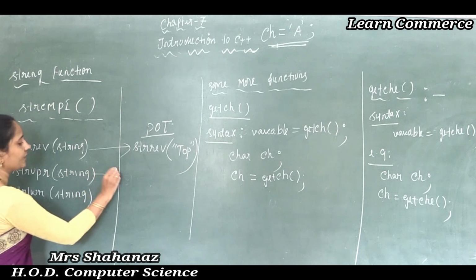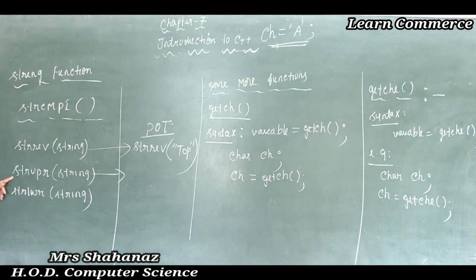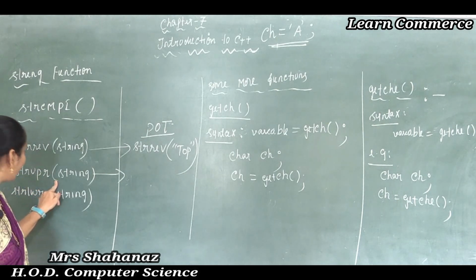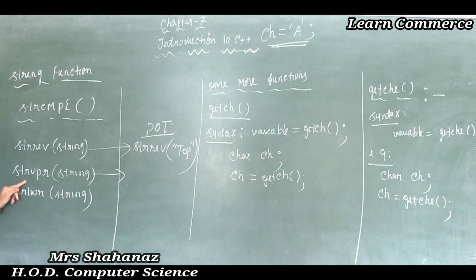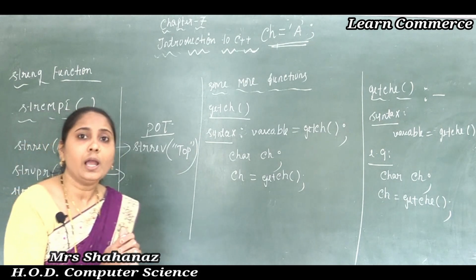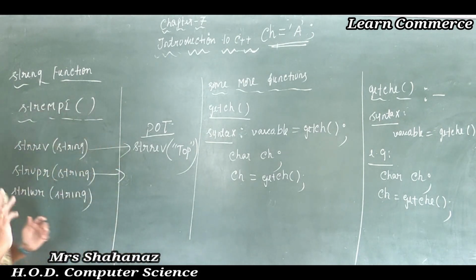Okay, and next one is strupr of string. This function is used to convert the string to uppercase letters. If you are using a small-letter word like "computer", it is going to convert such a group of small-letter characters to uppercase.